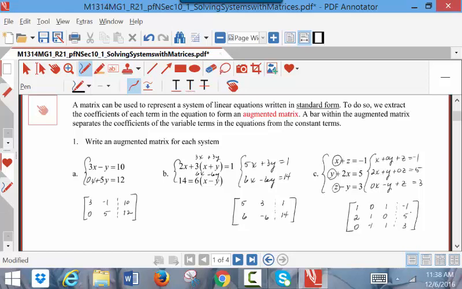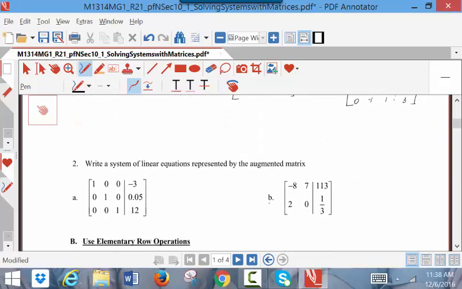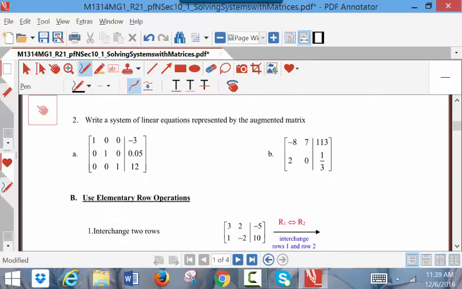Okay, so those are called your augmented matrices for each one of these examples. So you might see that word augmented matrix in your homework, and that's what we're doing. Now, here are some examples of some augmented matrices, and they want you to convert them back to the equations.